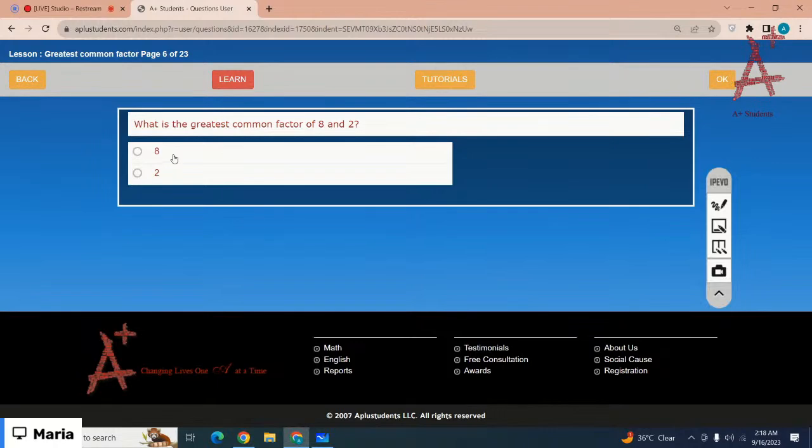So the first option is 8. 8 divided by 8 is 1. 8 completely divides 8, but 8 cannot divide 2, right? 2 is smaller than 8. So the other option is 2. Let's just check. 2 times 4 is 8. That means 8 is completely divisible by 2. And 2 times 1 is 2. So the correct option is, very good, it is 2.